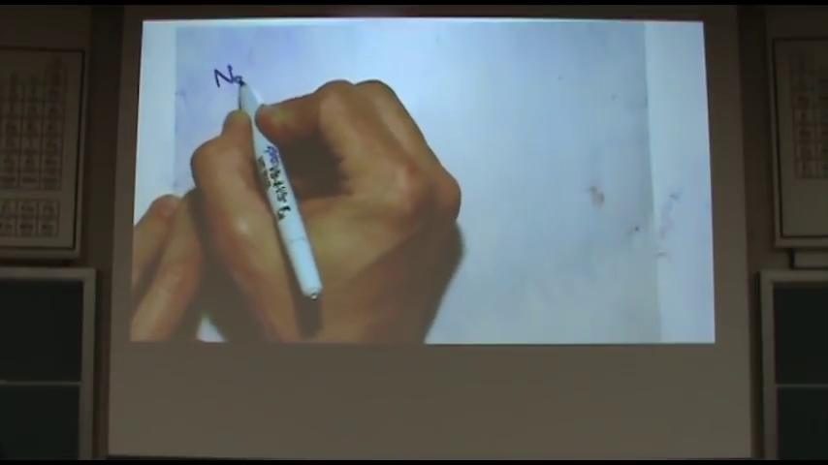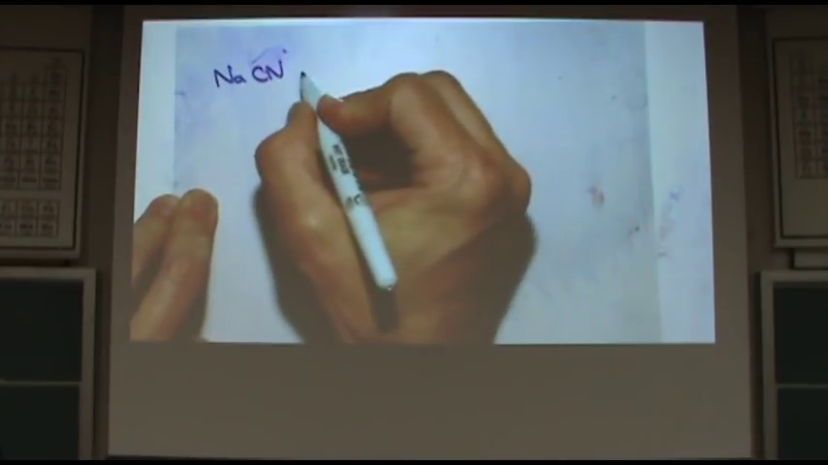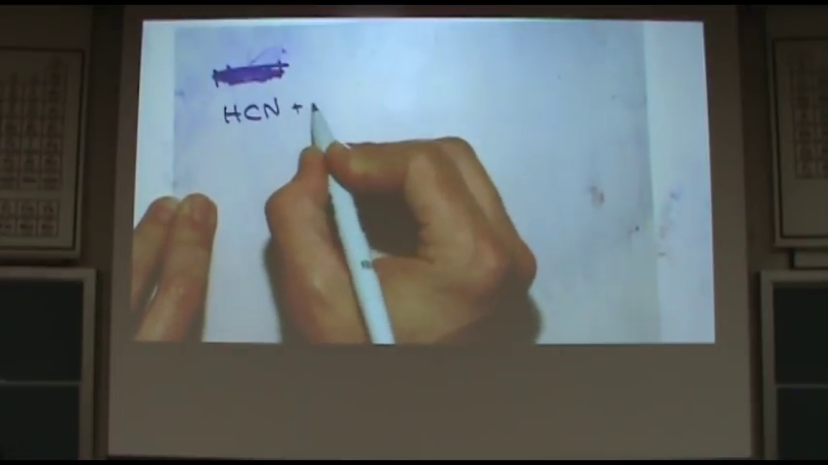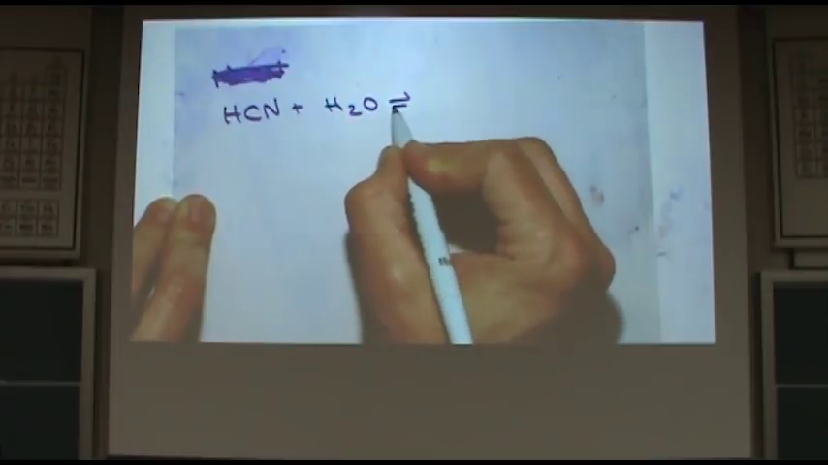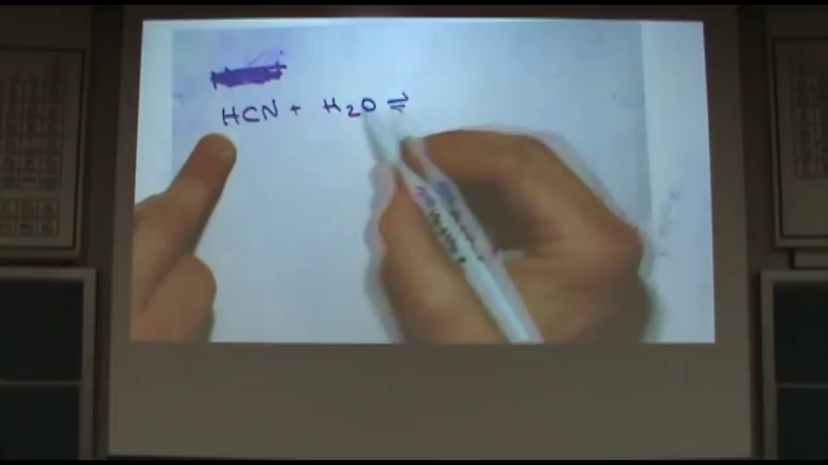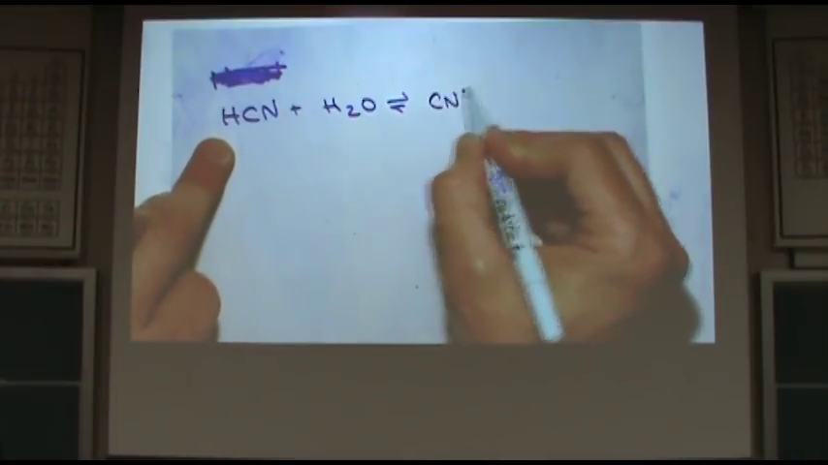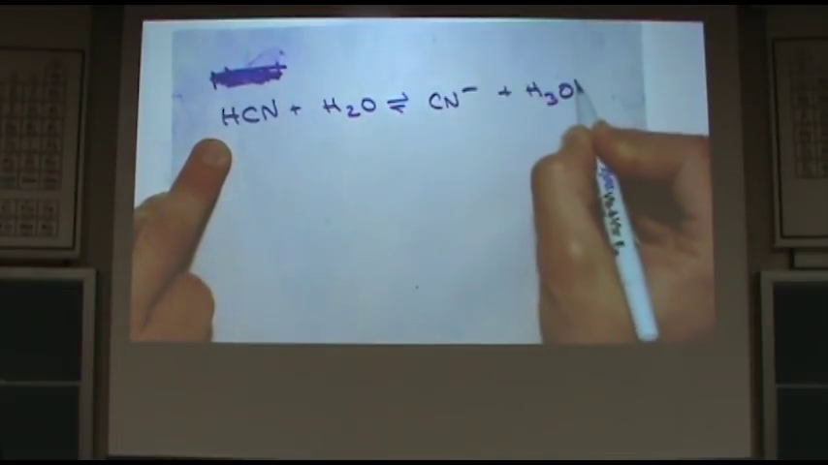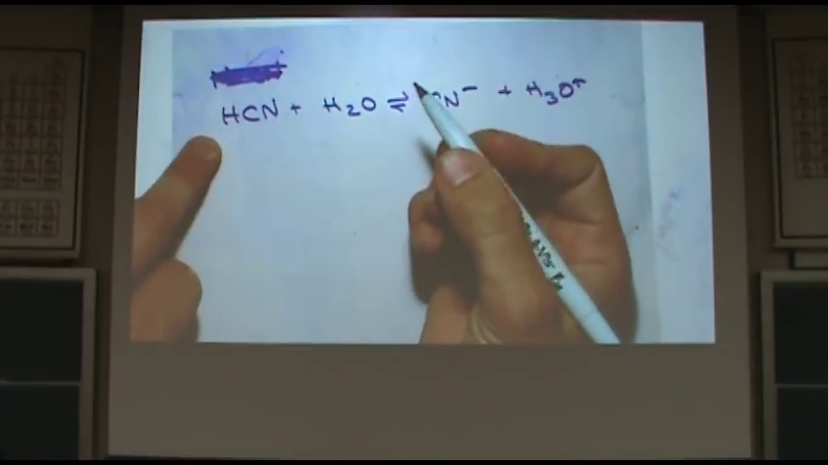Let's say we have a molecule, sodium cyanide. Is this a good one? I'm trying to think if this is a good example. No, I don't like that one. Let's say we have hydrogen cyanide plus water. Let's write the general equation for an acid, or the acid ionization. That would be CN minus plus H3O plus. Okay, so we have this.